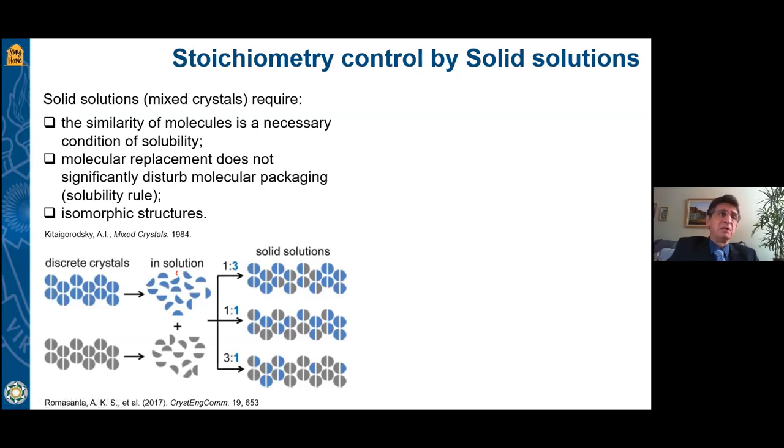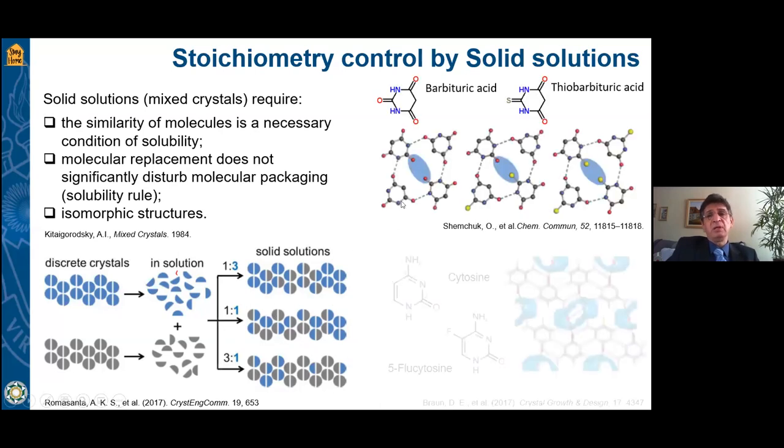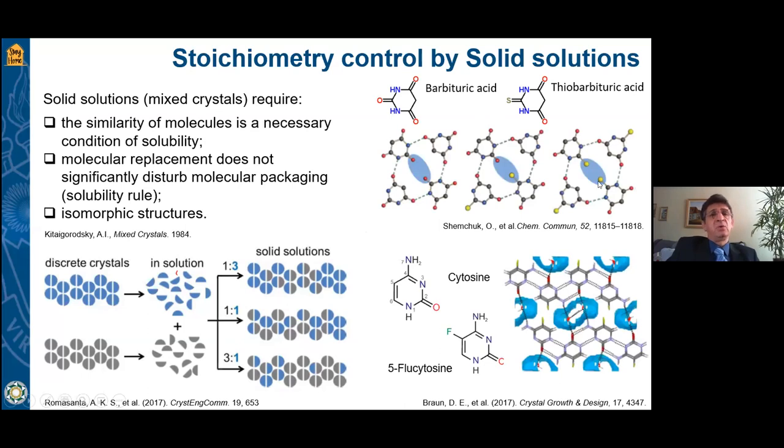The molecules must be similar. The crystalline structure must also be similar. We are expecting an isomorphic structure. And in that case, we will just distribute two molecules randomly in the structure, and all the structure will also be isomorphic. There are several examples in the literature about that. And you can see that the molecules are similar and they are randomly distributed.